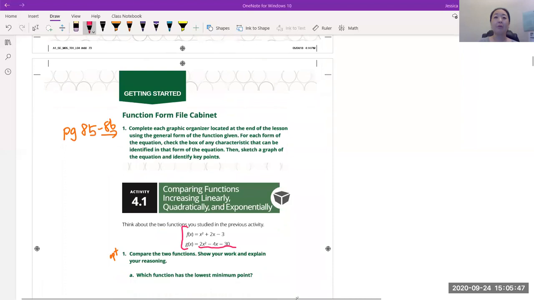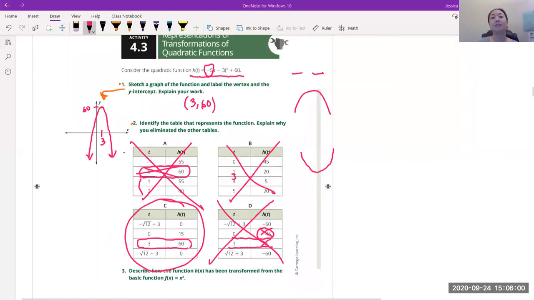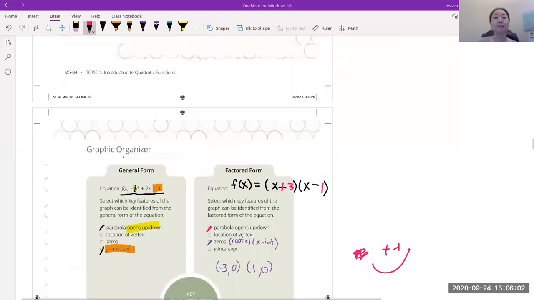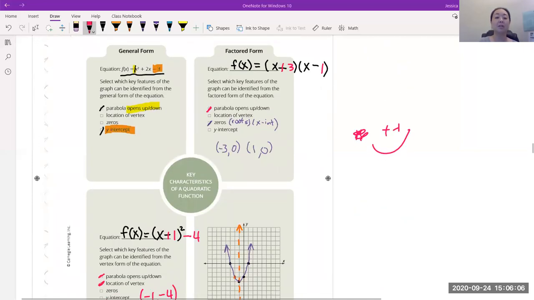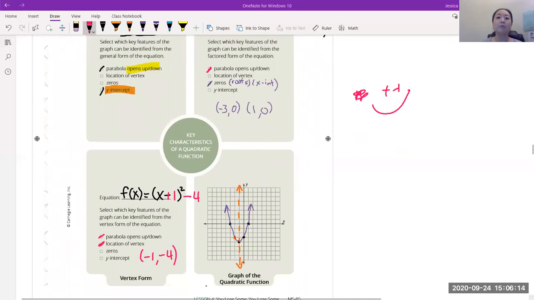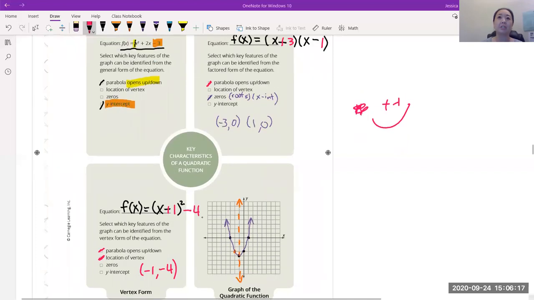Okay, so now the next thing we did is the function form file cabinet. So this is going to be found on page 85 to 86. So you're flipping, go to page 85, 86. I'm going to scroll. Oh, look at all the things we're going to be doing. Oh, right here. So here, it should look like this. This is page 85. If you notice right here, this is general form. Then we have factor form here on the right, and below we have vertex form, and then we're going to graph the quadratic function. All right.